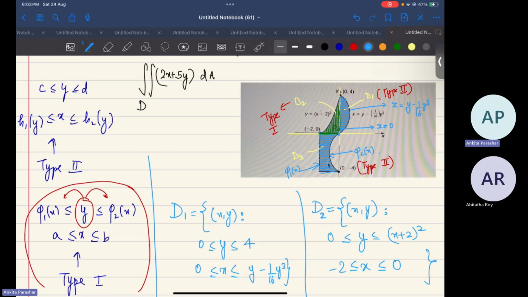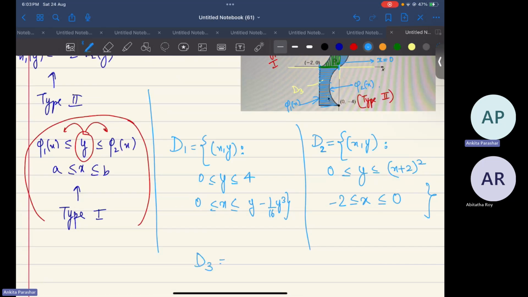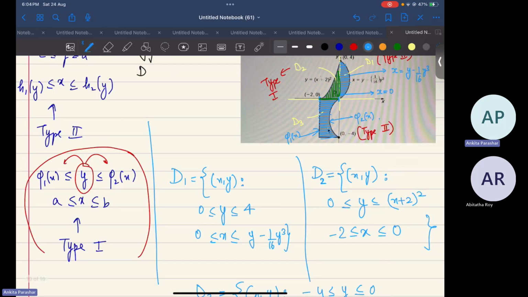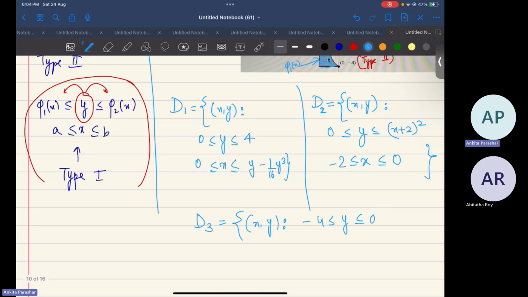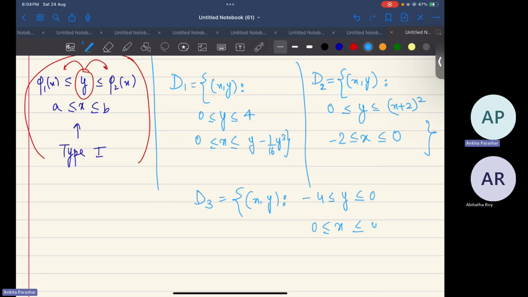And now a similar thing you can do for domain 3. Domain 3 has all those x and y such that, where does y lie? y lies from minus 4 to 0. And x has the same curve, right? This is the same continuation of the curve. So x is exactly the same: 0, comma, y minus 1 by 16 y cube. I think this is all one has to see.